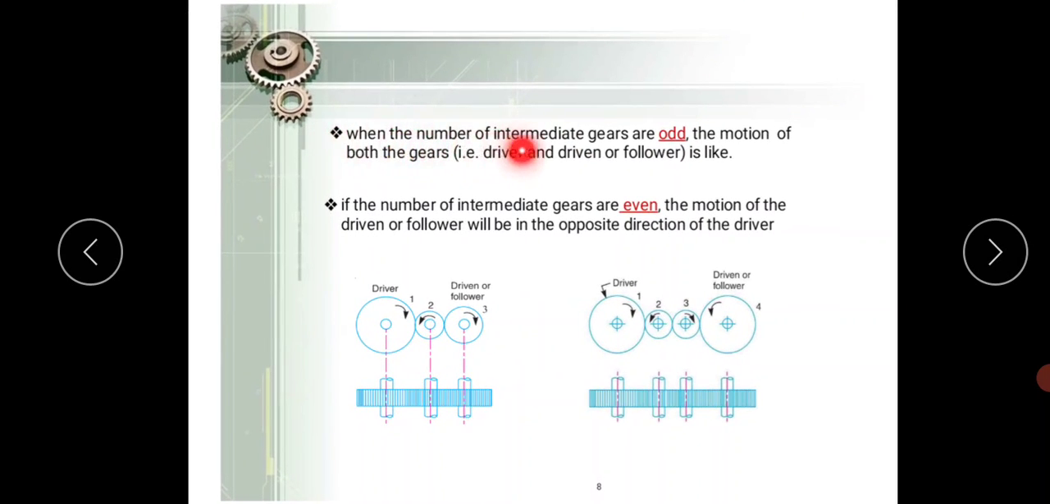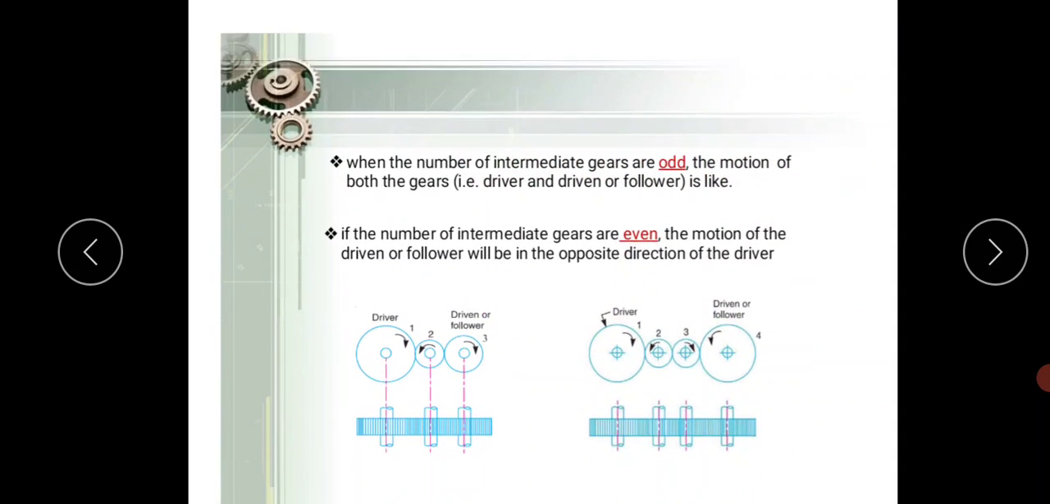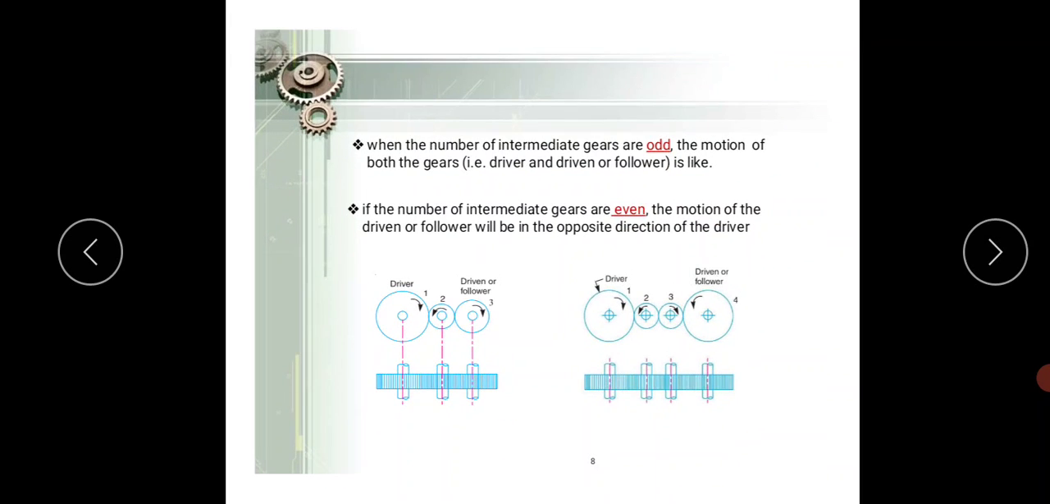When the number of intermediate gears is odd, that means 1, 3, 5, 7, the motion of both gears, driver and driven or follower, will be like this: if the driver rotates in the clockwise direction, the driven also rotates clockwise; otherwise, if the driver rotates anti-clockwise, the driven also rotates anti-clockwise.